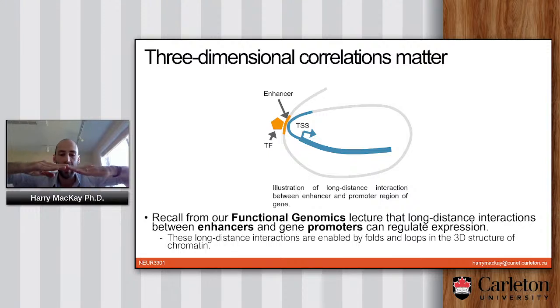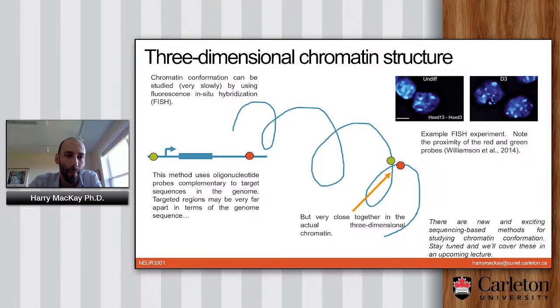Even though in the linear view of the genome they're a long way away, if you were to look at them on the genome browser, for example, you'd see they were very far apart. But in the real cell, they're three-dimensionally very close to each other. So this kind of three-dimensional structure, the folding and looping of the genome, plays a big role in regulating gene expression due to these enhancer-gene relationships.